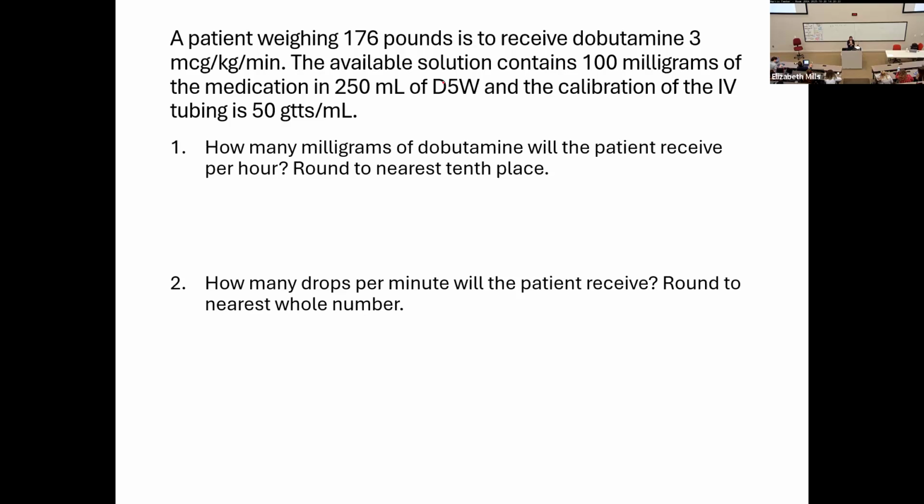All right, so this is a patient weighing 176 pounds to receive dobutamine 3 micrograms per kilogram per minute. The available solution contains 100 milligrams of the medication and 250 mLs of D5W, and the calibration of the IV tubing is 50 drops per milliliter. Question 1, how many milligrams of dobutamine will the patient receive per hour? Okay, milligrams per hour. That's what we were looking for. And then how many drops per minute will the patient receive? And I'll help you. The patient weighs 80 kilograms.